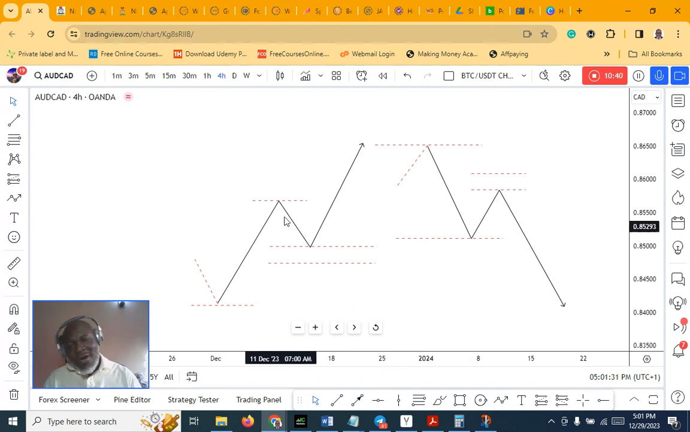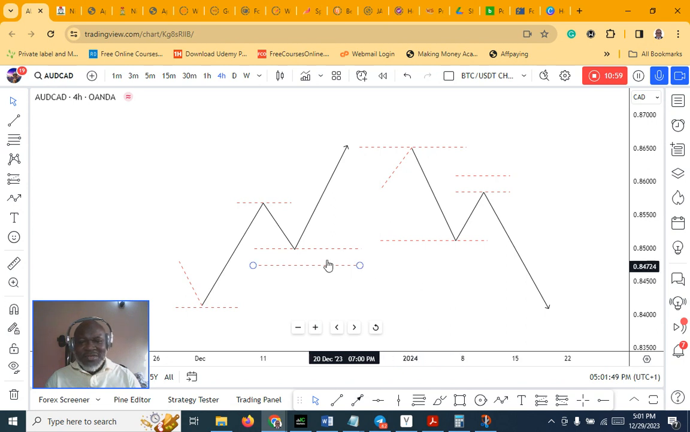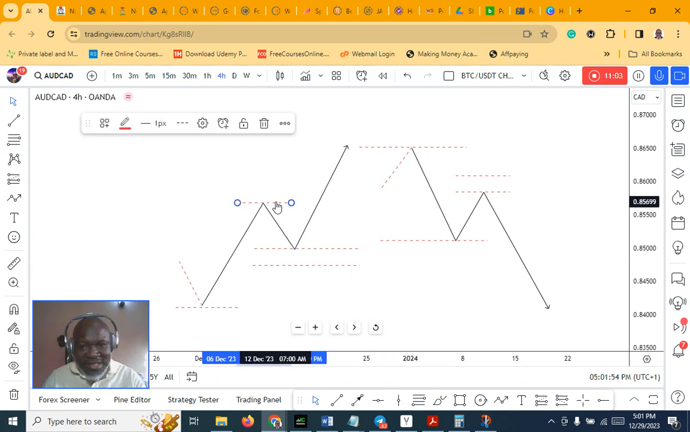So in an uptrend, you measure your Fibonacci retracement from the recent swing low to the recent swing high, and it will plot these two levels for you, 50% and 61.8% Fibonacci levels. So that tells you that by the time you came, you met price at this level.